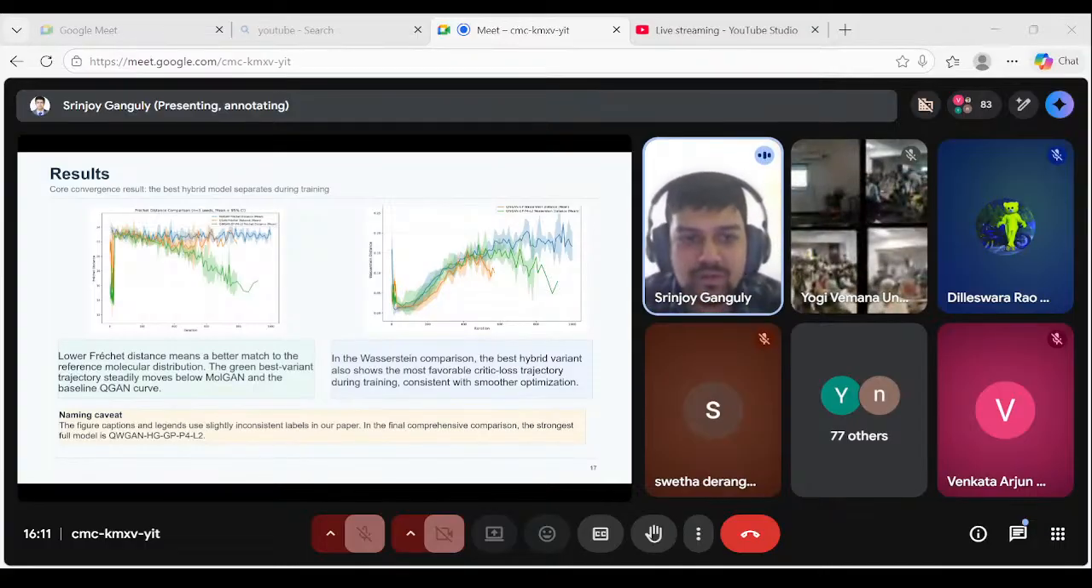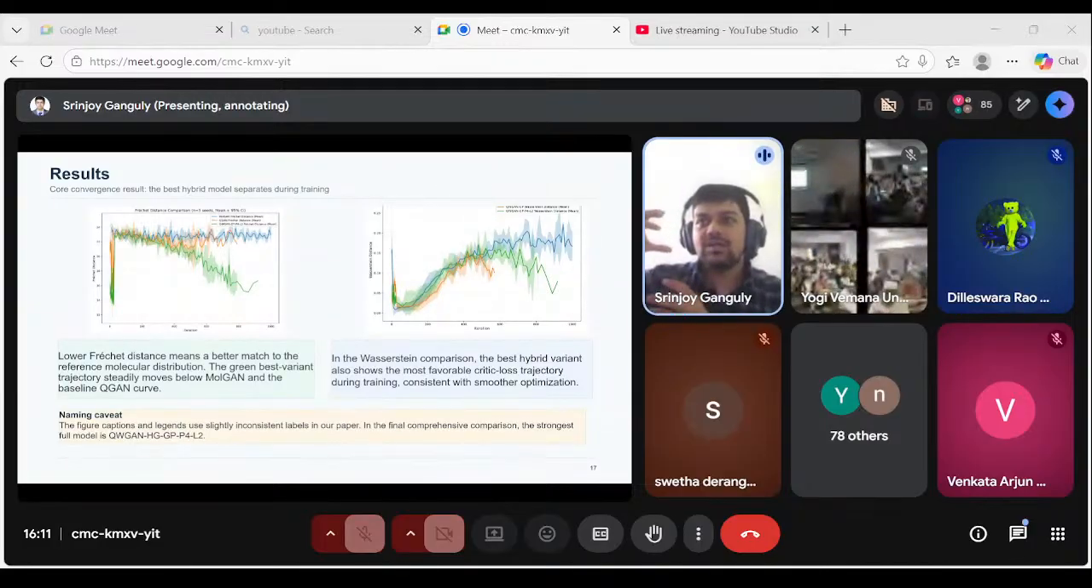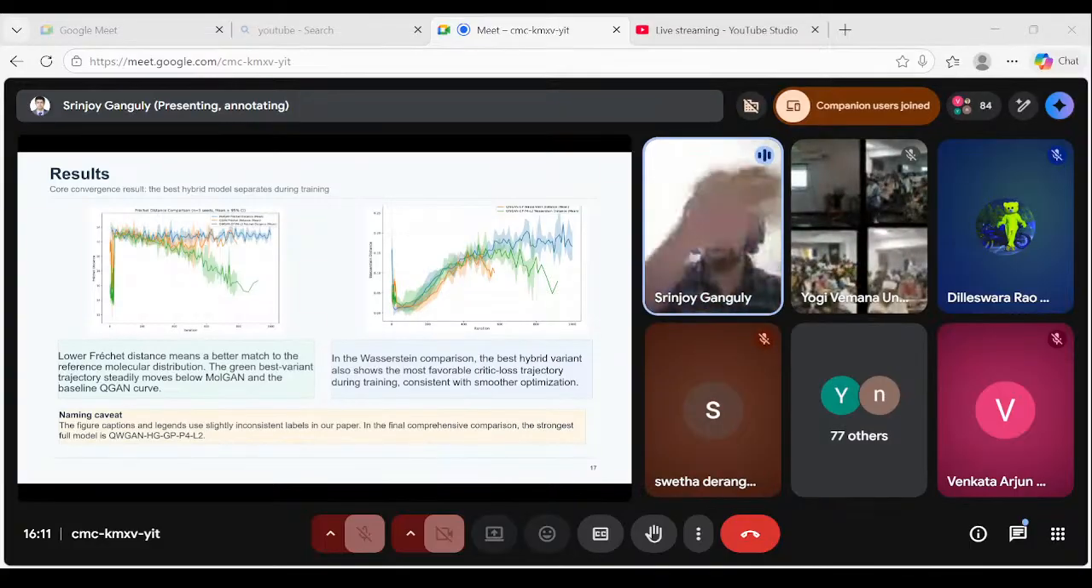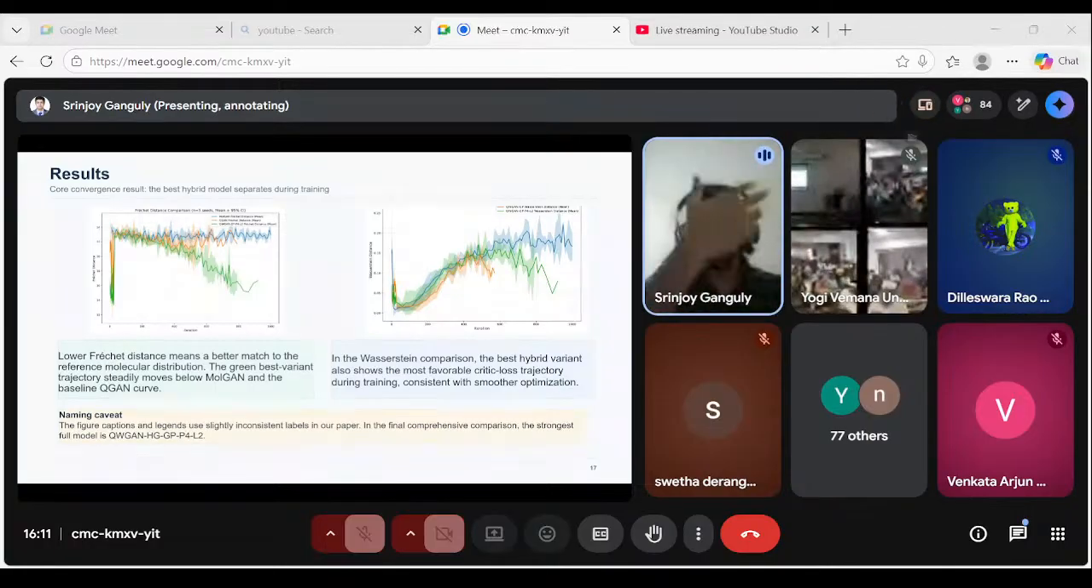Now what we do is we compare the Fréchet distance and the Wasserstein distance. Fréchet distance is about assuming the distributions to be Gaussian in nature, and then comparing how close the distributions are. Wasserstein is more about how much work you need to do to move the generated distribution towards the real training distribution. It's about movement. That's why it's also called the Earth Mover's distance.